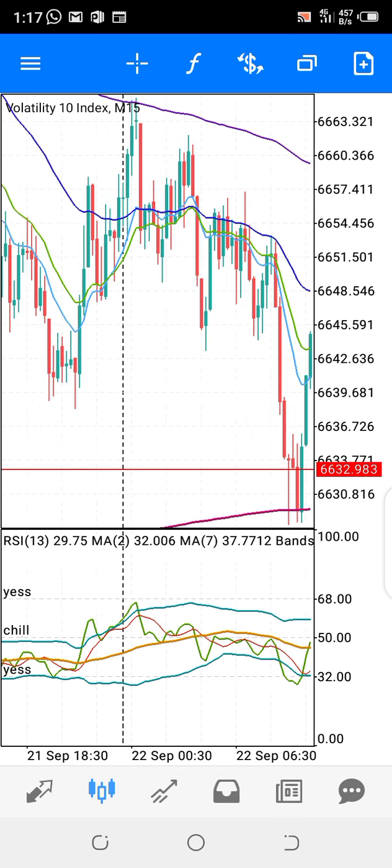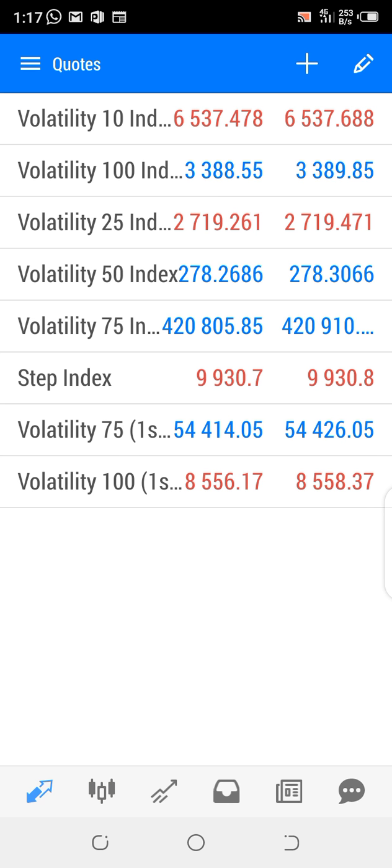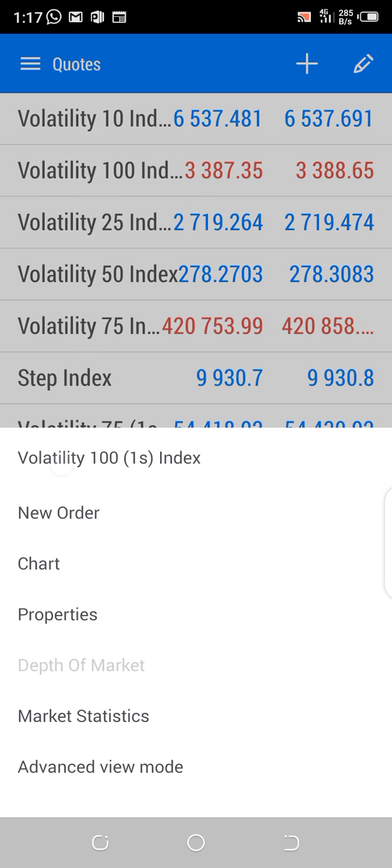Okay, as simple as that. Maybe I can try to find another index as well, V101S. Let's see.